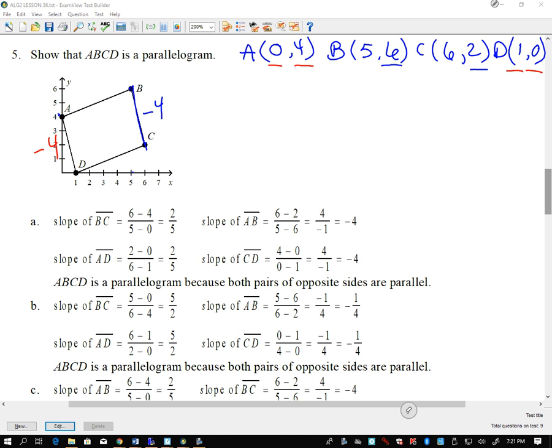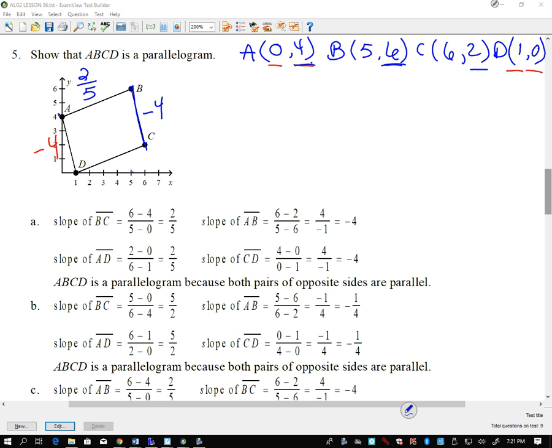Okay. And we could go from A to B the same way. A has a rise of 4 up to B, goes up to 6. So there's a rise of 2 from 0 to 5. Okay, that's going 2/5. Okay, let's look from D to C.